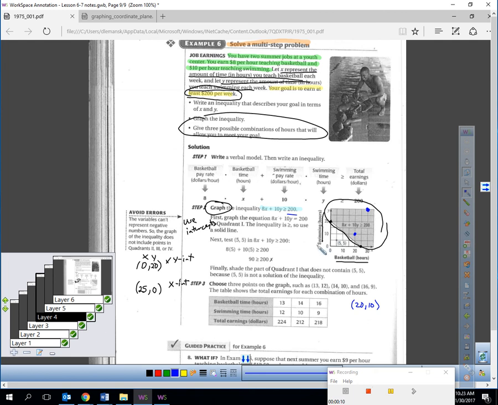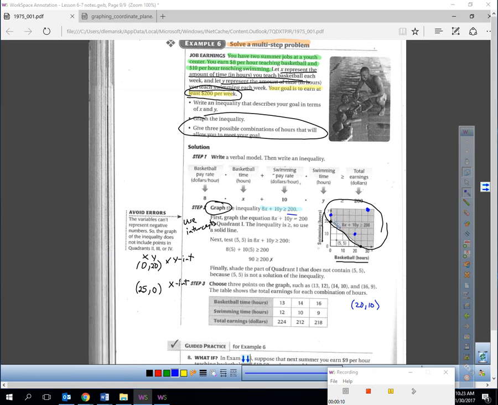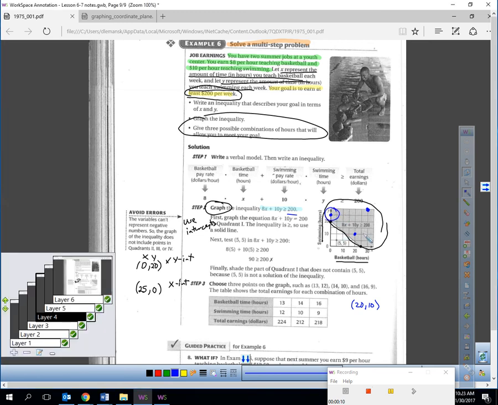Or what if I just don't like basketball? I do 0 basketball and 25 hours of swimming teaching. You notice how that point would also be a solution. So I could write those 3 points down, and that would answer the question listed here. Give me 3 possible combinations that would allow me to meet the goal.